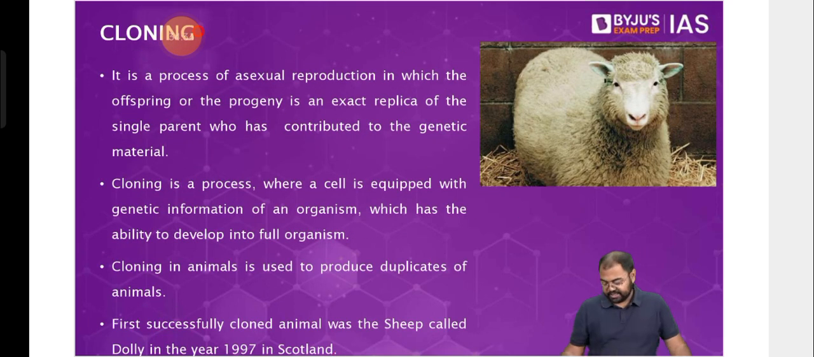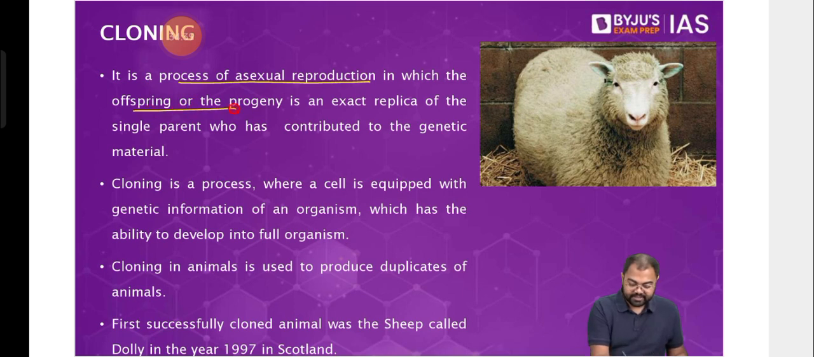Next we come to our next topic, that is cloning. When it comes to cloning as a process, cloning is a process of asexual reproduction in which the offspring or progeny is an exact replica of the single parent who has contributed the genetic material. Cloning was first carried out in 1997, and this example that you see right here was the first such example: Dolly the sheep, which was produced with the help of cloning techniques.